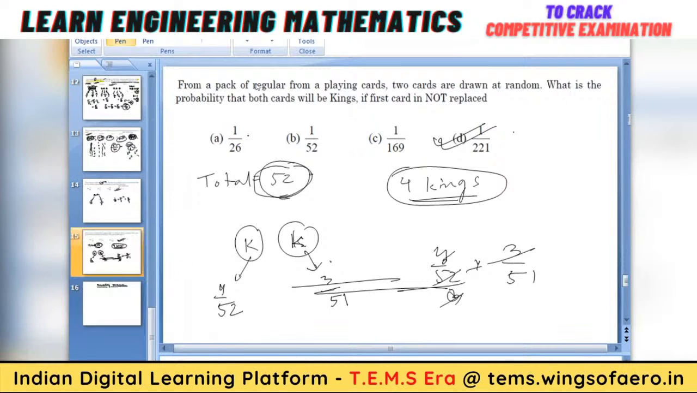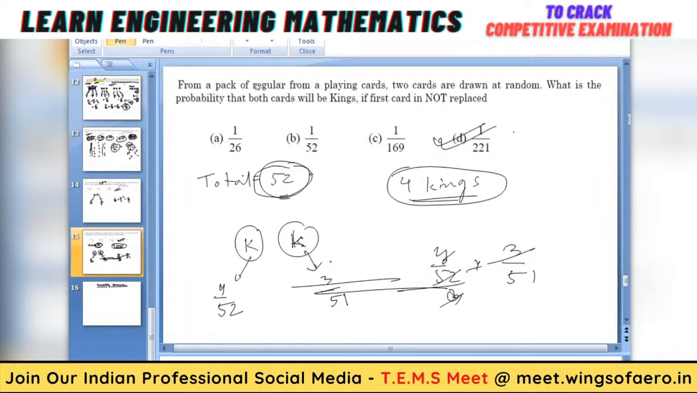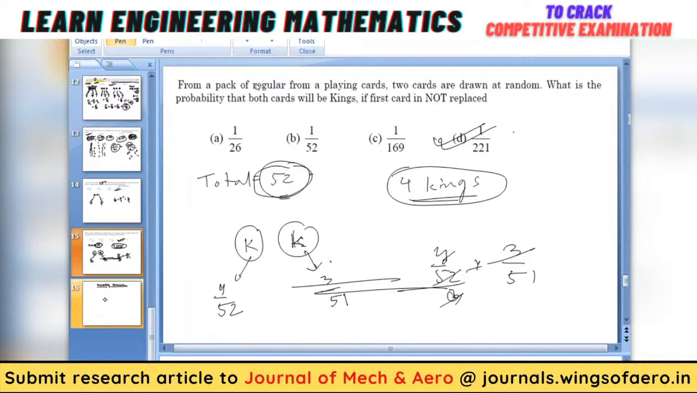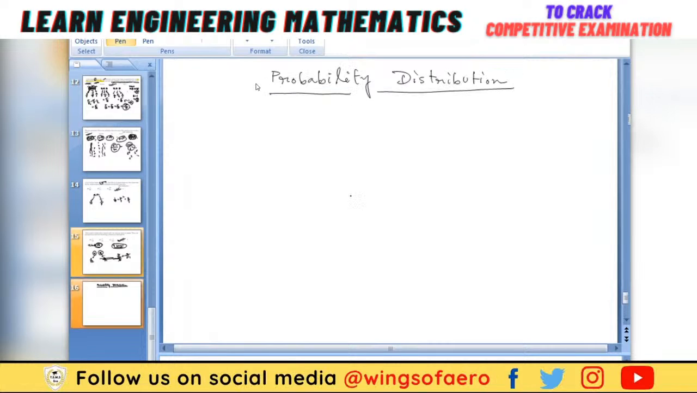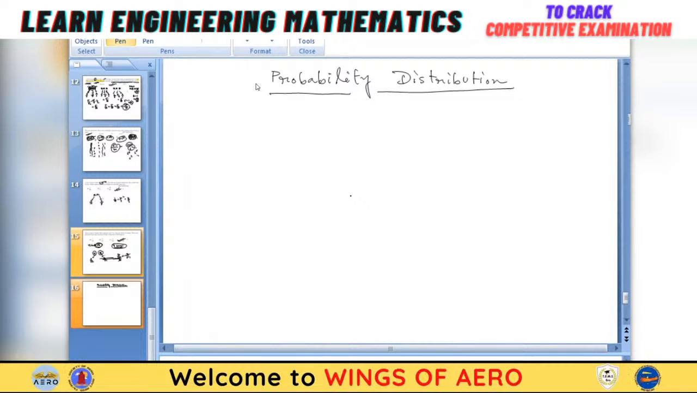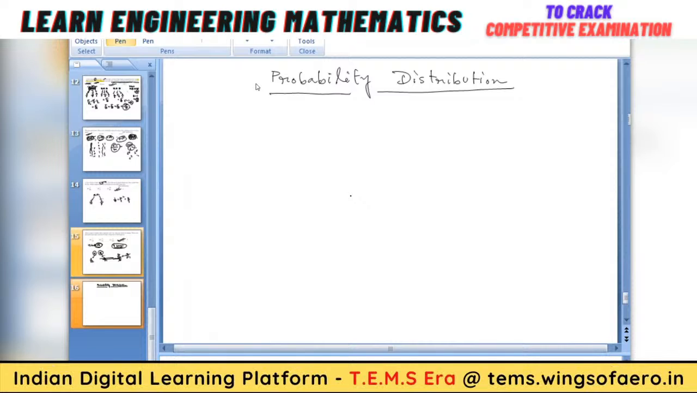Okay, so this is also a very easy question, just like the first one. So these are the basic probability questions. Now we are going to the advanced probability level, probability distributions. I have seen many questions from probability distributions. There are two kinds of probability distribution. Now first let me discuss what a probability distribution is.